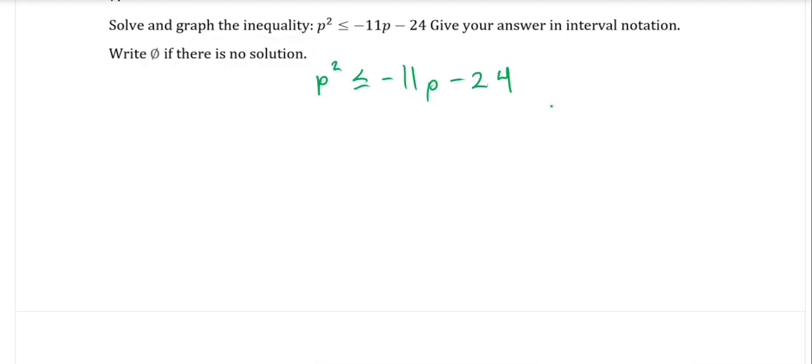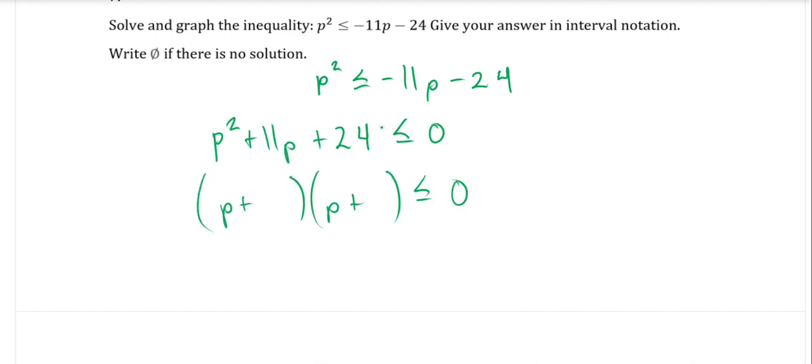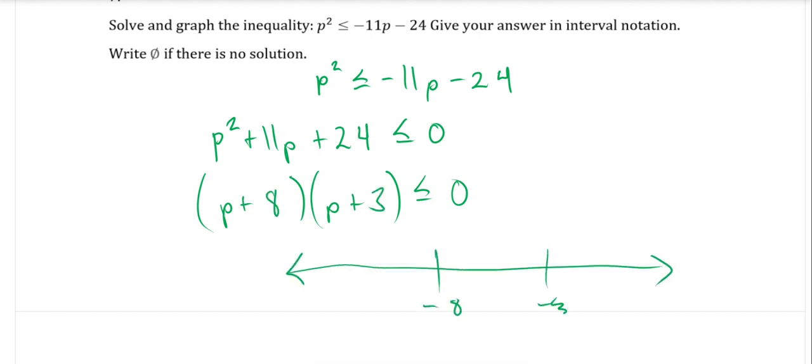Let's begin. First, I would set everything equal to 0 by moving it to the other side. Then I would factor, if possible. We have p and p. We have a plus, and factors of 24 with a sum of 11 are 8 and 3. This gives me the following two critical values on my number line, and I can plug in test values to see where I should shade.